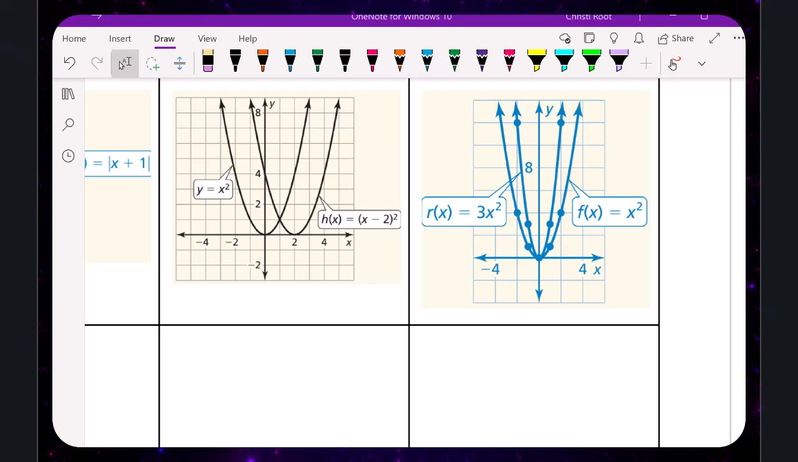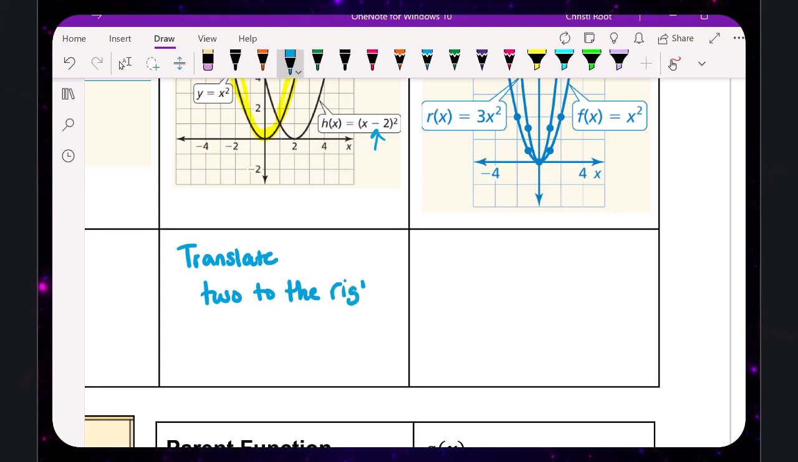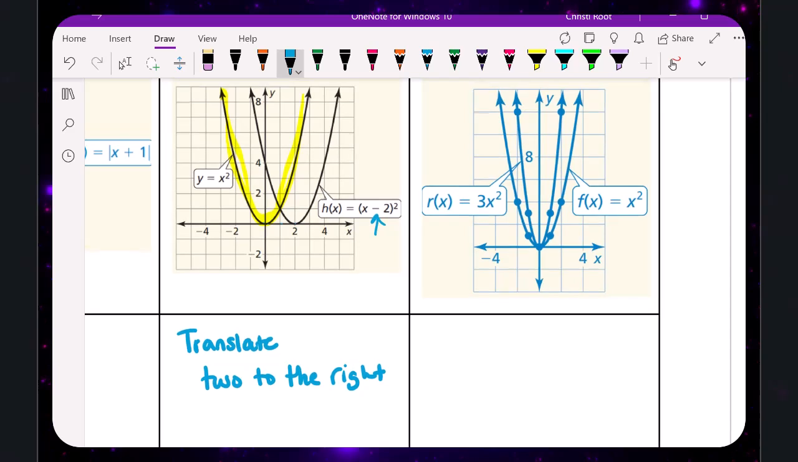We have a parabola again. This is our parent graph here. And if you notice, this looks like everything has shifted to the right 2 places. And that makes sense because if you're taking away 2 from the x, it's going to make it move to the right. So I'm going to translate 2 to the right. And our last one is also a parabola.